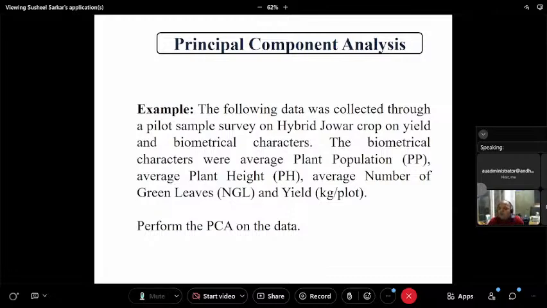Any question up to this point? Why to use PCA? Why to go for PCA? How new components are calculated? Any question up to this point?